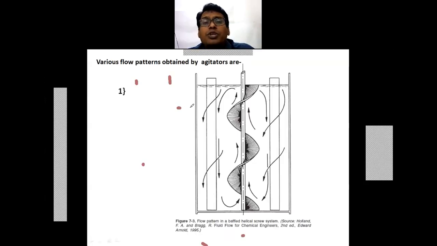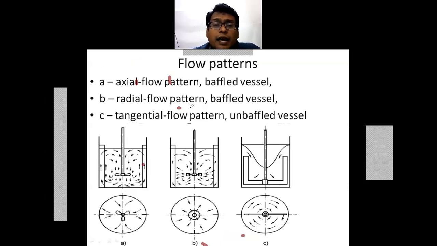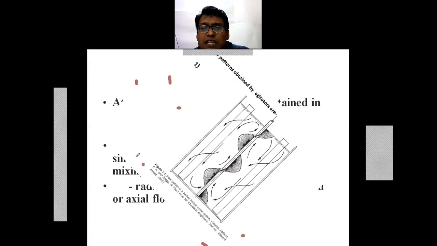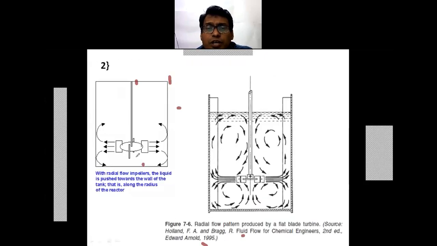Now coming to the different types of flow patterns that are generated, if you look at this figure, there is the axial flow pattern and the radial flow pattern. One by one we will see the details related to these. This is the figure associated with the radial flow pattern. Now, when you talk about the radial flow pattern, it's simply a baffle which is provided with the paddle.